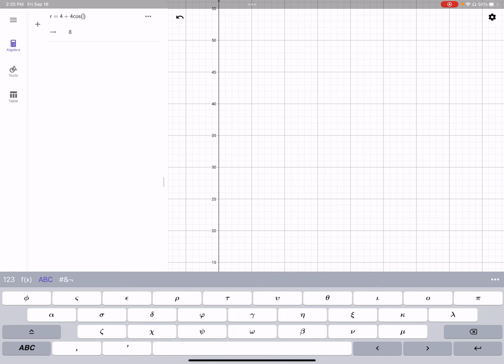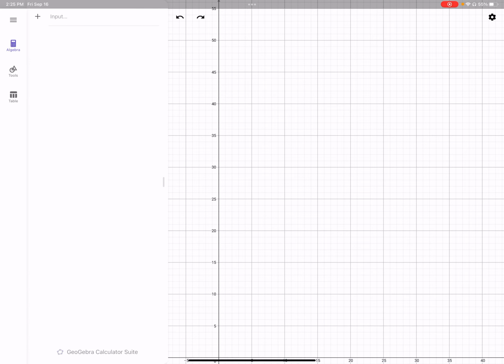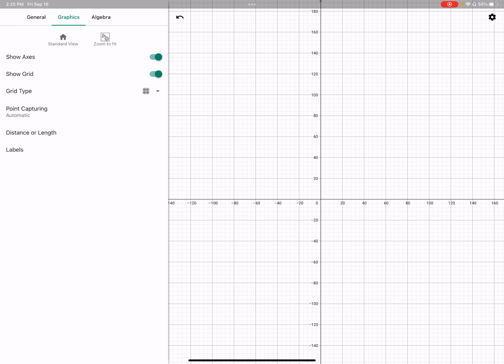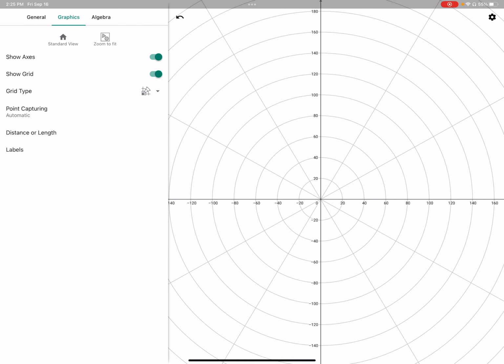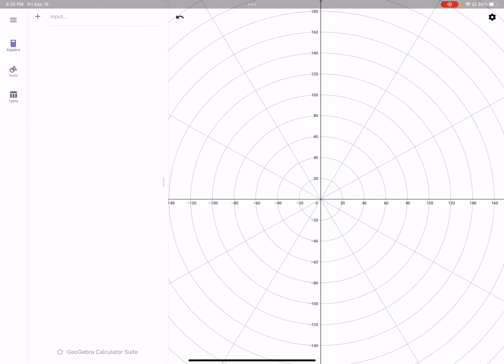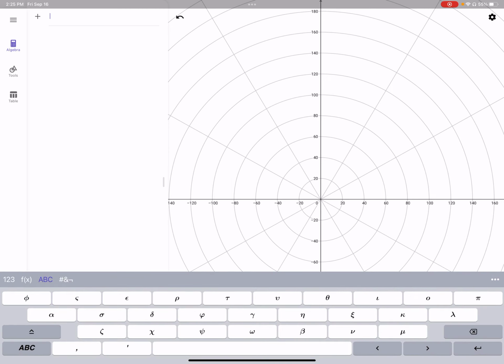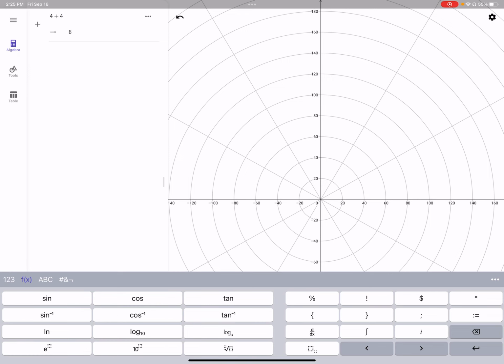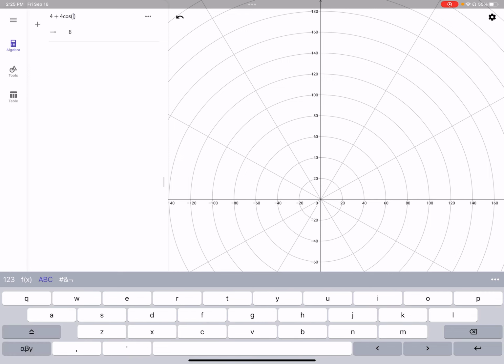Oh, it gives us the Greek letters and theta. Is it gonna show up? Oh, hold on, I want to be in polar coordinates though. Grid type polar. Gotta type it over. So we just do 4 plus 4 cosine and theta. Maybe we'll zoom in that far.